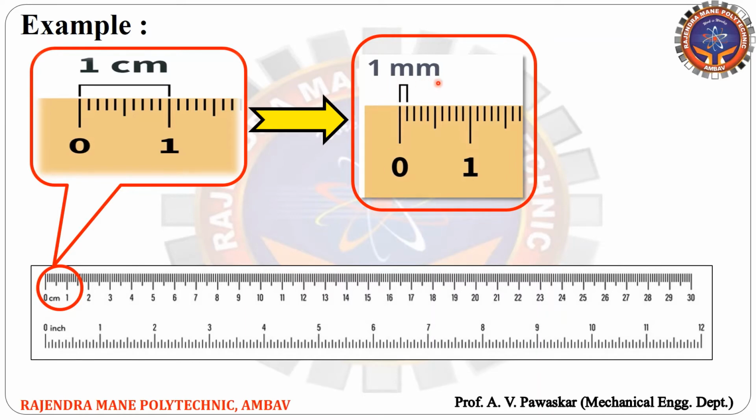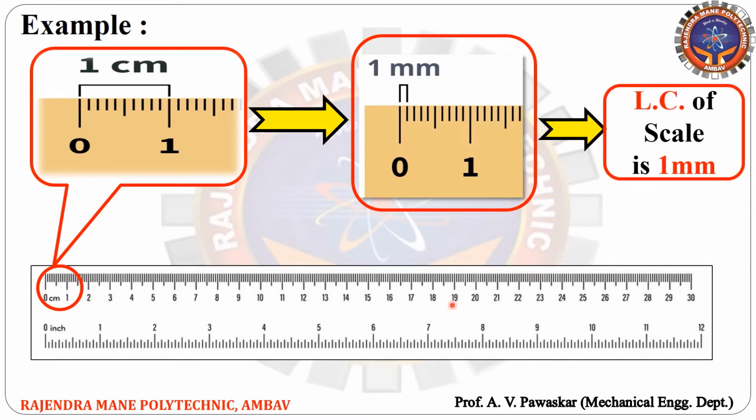So by using the definition of least count, the minimum measurement taken on that instrument is called least count. So the least count of that scale is 1 mm, because this scale measures a minimum value of 1 mm. Have you got the example of least count? Okay, so let's see in detail.